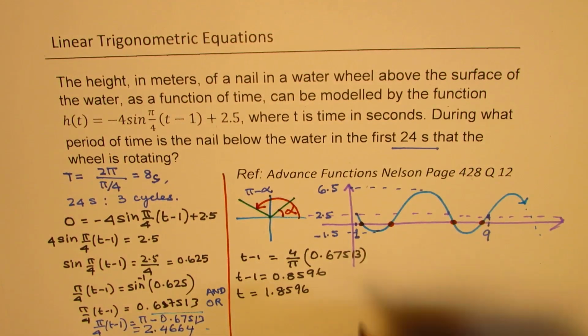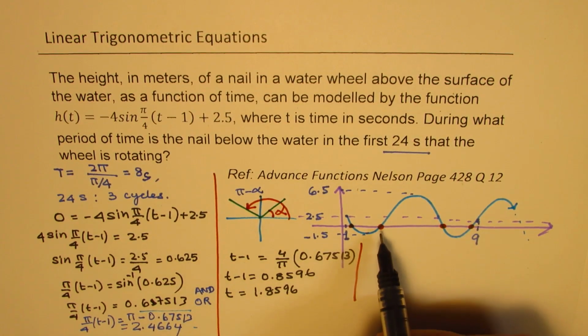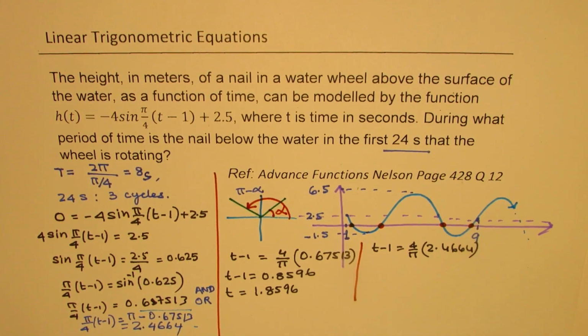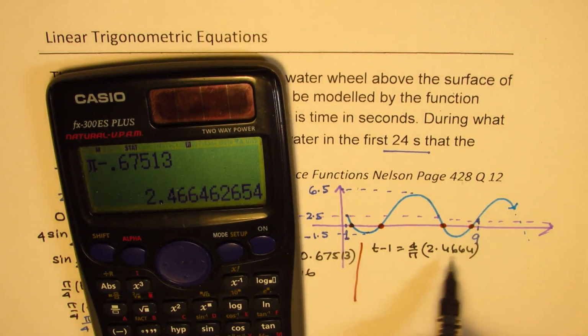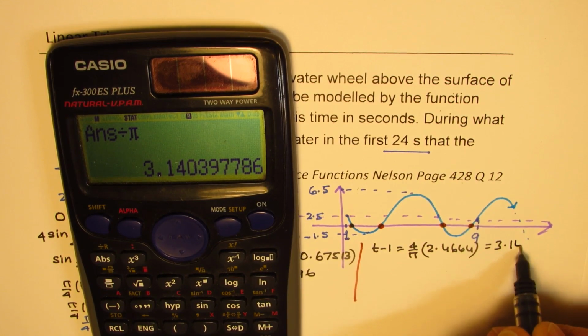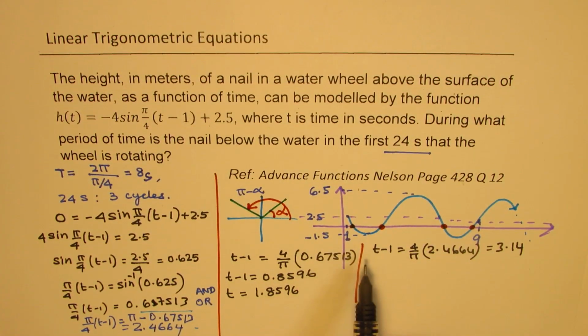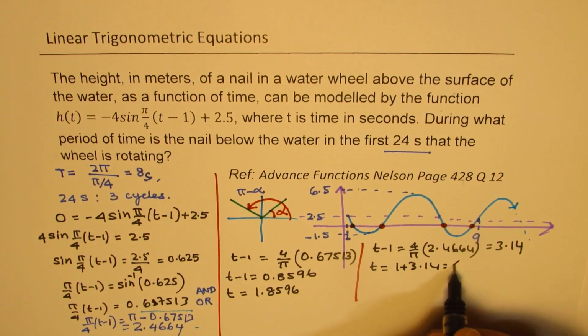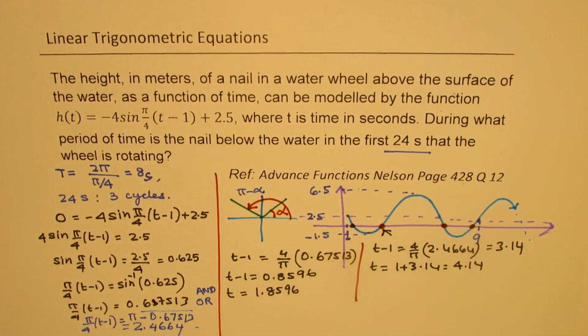So we found one value. Now, to find this point, let me write down here, t minus 1 will be equal to 4 over pi times this value, which is 2.4664, correct? Let's calculate this. So we already have 2.4664. Sorry, we multiply this by 4 and then divide by pi. And what we get here is 3.14, correct? So t minus 1 is 3.14. So t should be equal to 1 plus 3.14, which is 4.14, correct? So we get the second point, which gives us a value 4.14, correct?